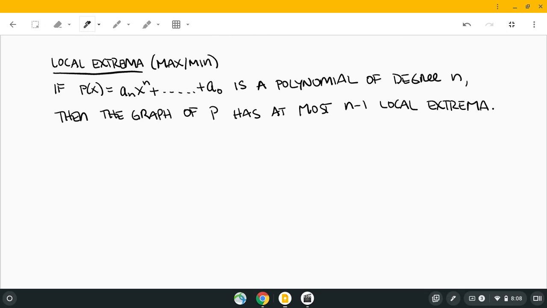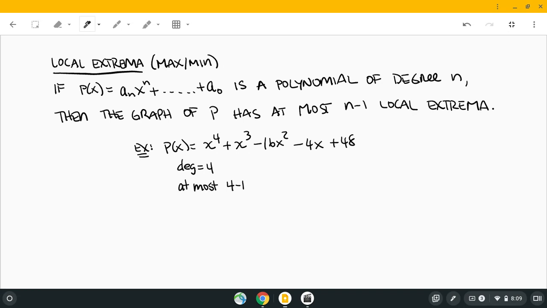All right. So for example, if I have this polynomial P of x, which equals x to the 4th plus x cubed minus 16x squared minus 4x plus 48, I see that this is a degree 4. And so that tells me that there can be at most 4 minus 1, which is 3, local extrema. So I can only have 3.